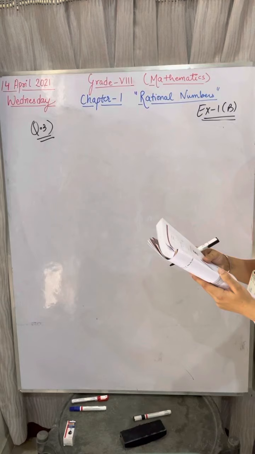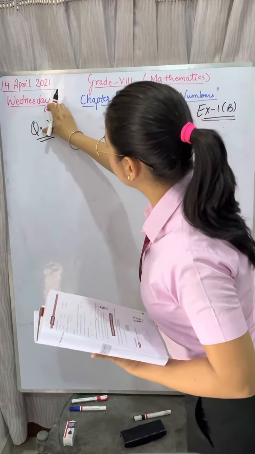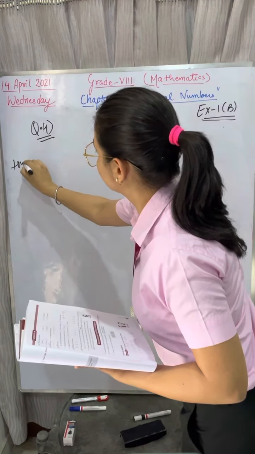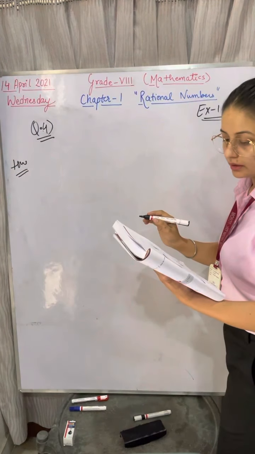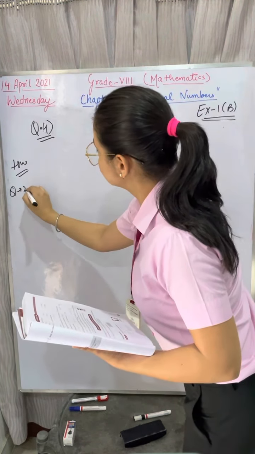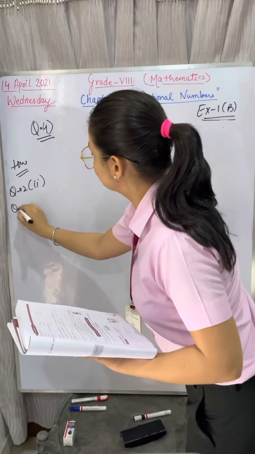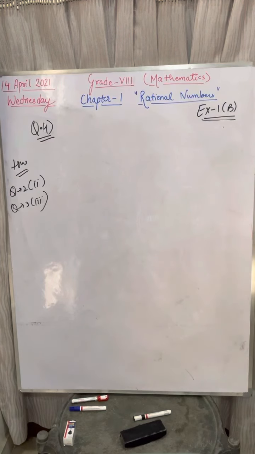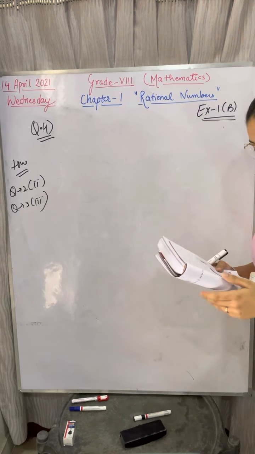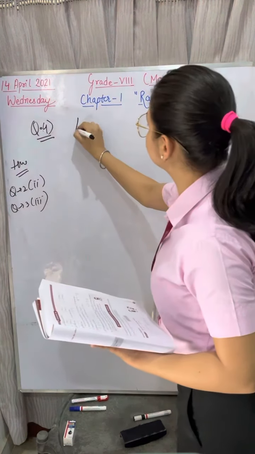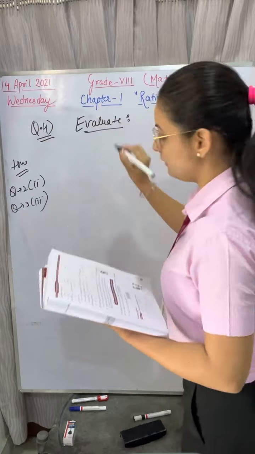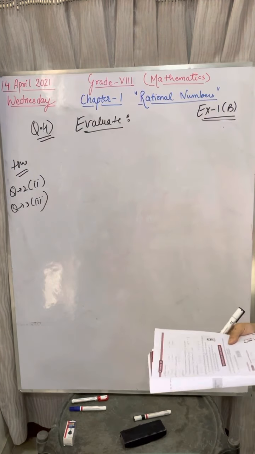Good. Now, question 4th is, so I'm writing here, your homework questions I'm writing here. Okay, mark in your book. Question 2, second part. Question 3, third part. Okay, these are the homework questions. You can note down in your book. Now, question 4th is evaluation. Evaluation. Okay.